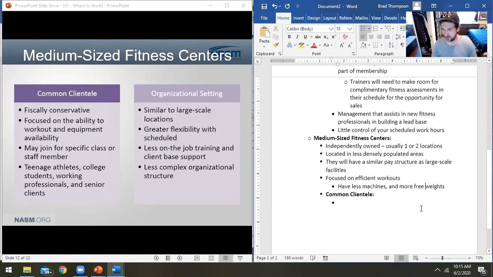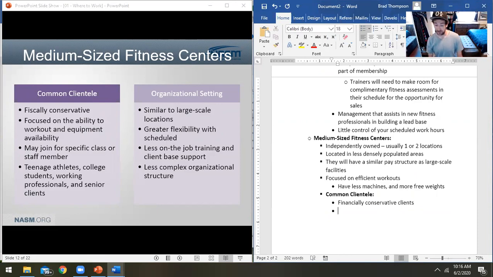Okay, apparently those are 2 words. So usually financially conservative, very similarly, right? A lot of times these membership fees are the same as commercial fitness gyms. So financially conservative clients who are looking for a good deal, usually focused on actually working out.